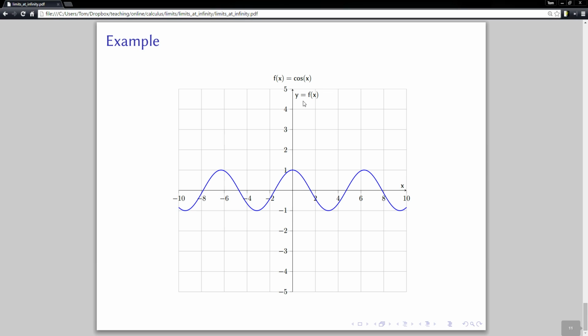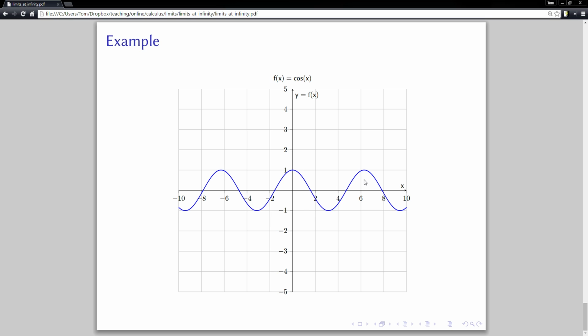And when you take a look at the graph, we all know what this graph looks like, and we can see there's no horizontal asymptote here. It's just bouncing back and forth from minus 1 to 1 constantly. So there's no horizontal asymptote. The y values don't get closer and closer to any fixed number. So the best you can say in this situation is just that these limits do not exist.